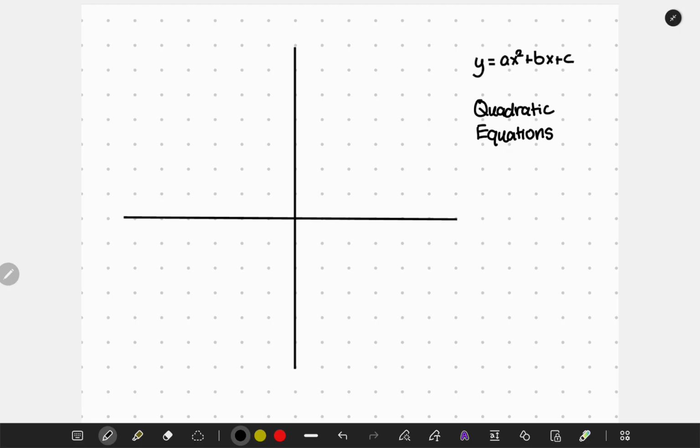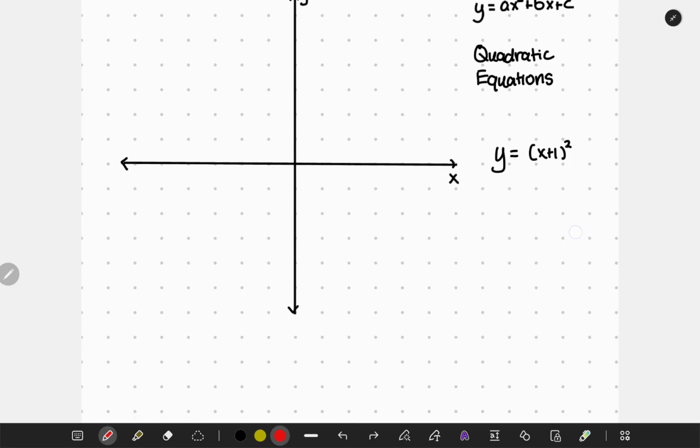Here I have a graph, and just as a reminder, the x values go left to right, while y goes up and down. We're going to use an example: y equals x plus 1 squared. This is a quadratic because it has a square, similar to this one. When we have something squared, we have to figure out how to graph it.